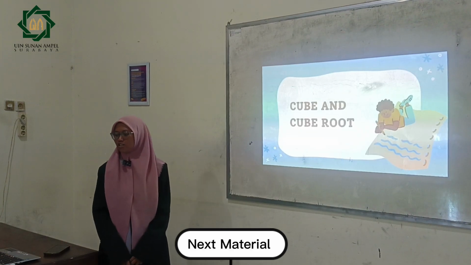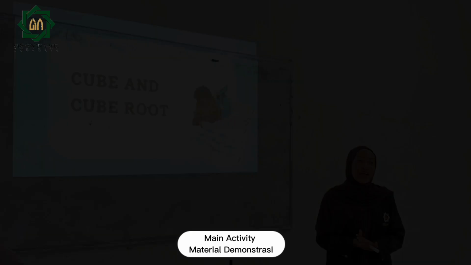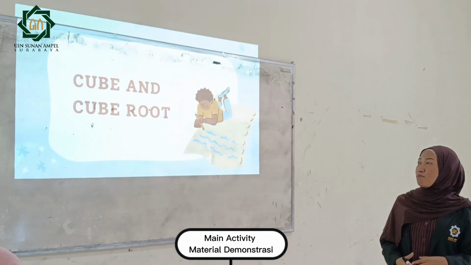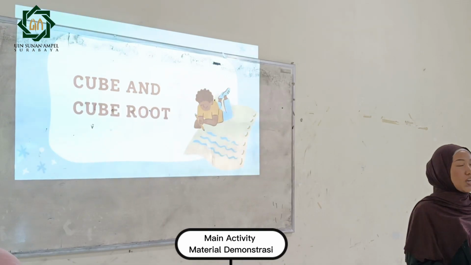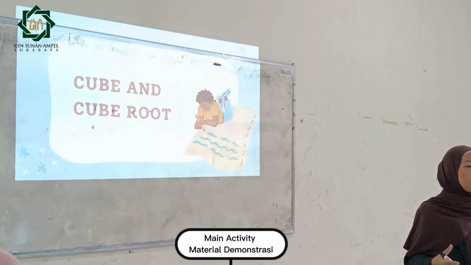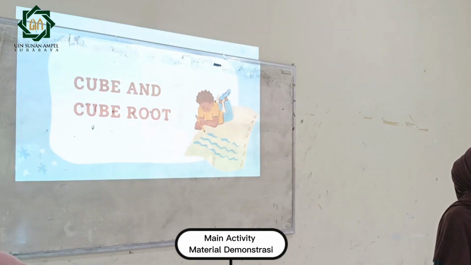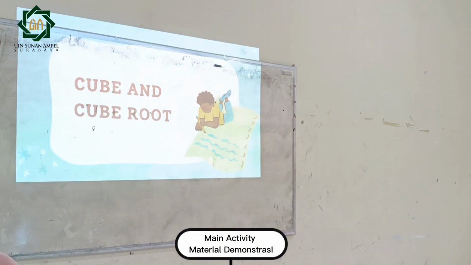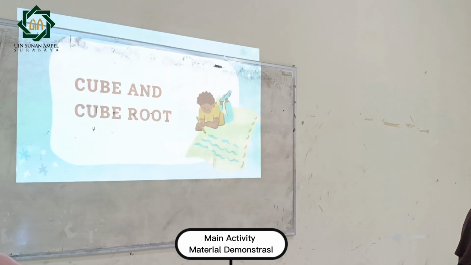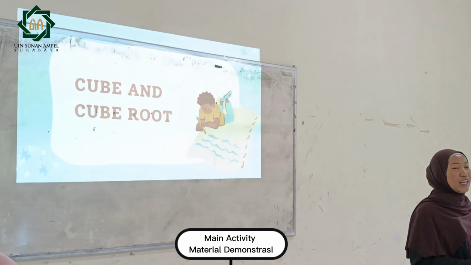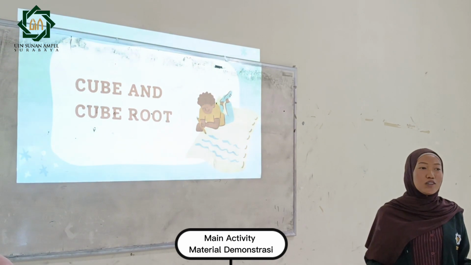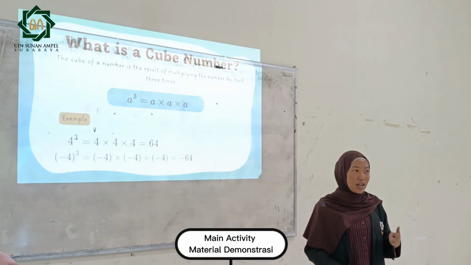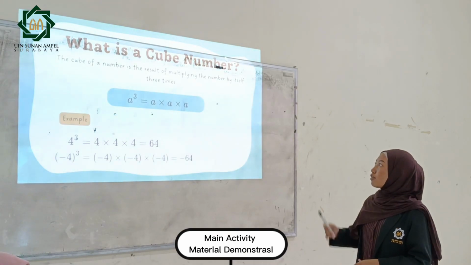Next, the material cube and cube root. Before we move on to our materials, I want to ask you a question. Have you ever seen a cube shape like this, or a Rubik's cube? A cube has equal sides, right? In math, a cube number is related to that idea: something multiplied by itself 3 times. Now look at this slide.